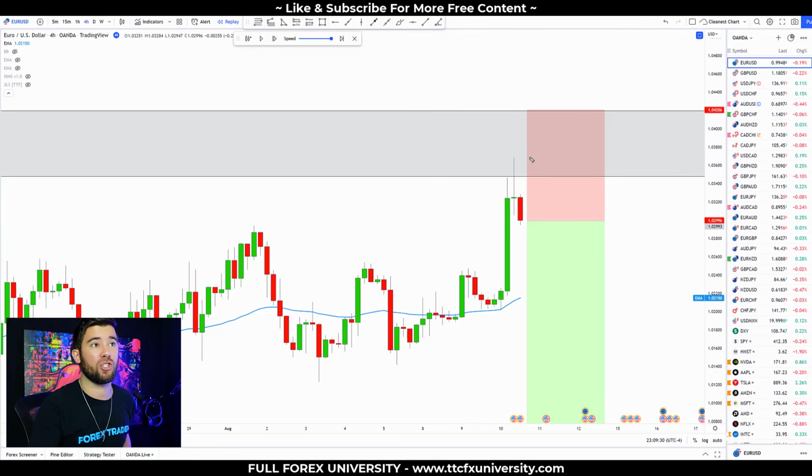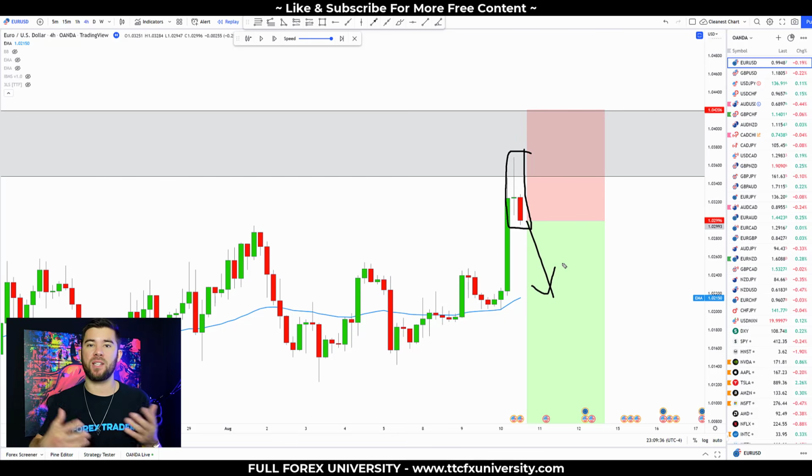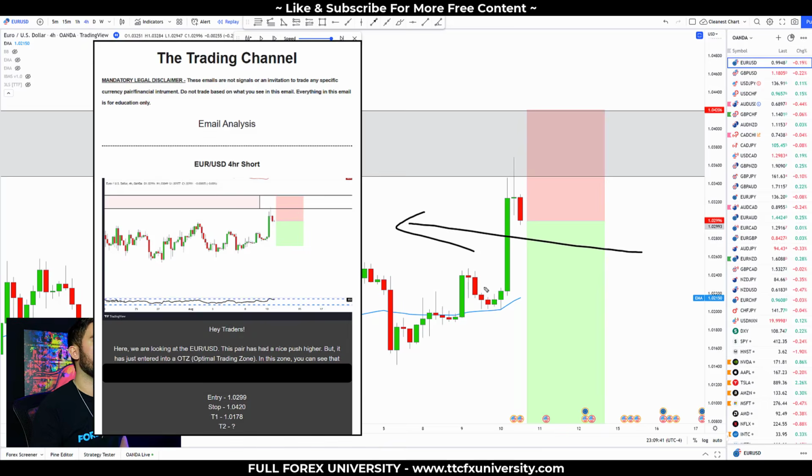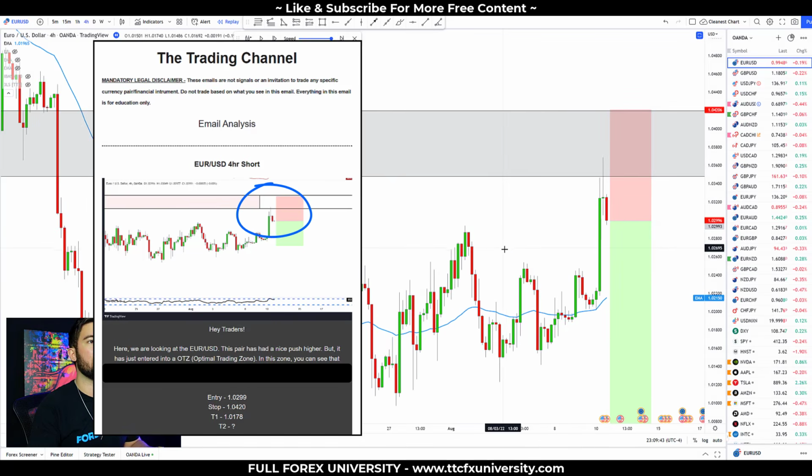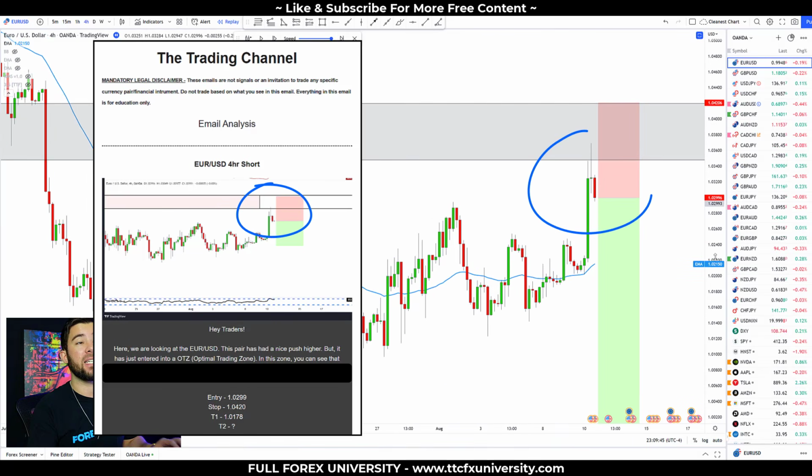So in this case, it was a shooting star candle followed by a red candle because I'm trading in the downward direction. So I want to see a red candle for confirmation. I'll actually put a screenshot right over here so you can see the trade that I sent out to all of the members of the TTC Forex University about this trade.